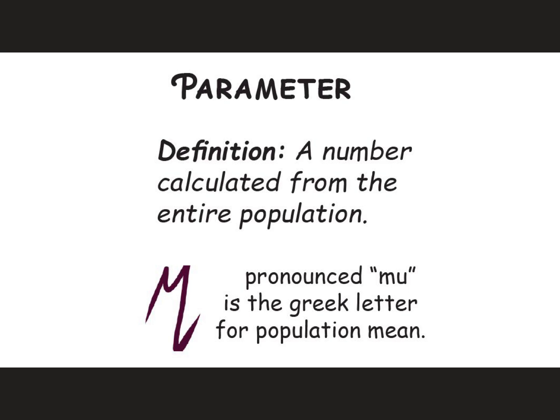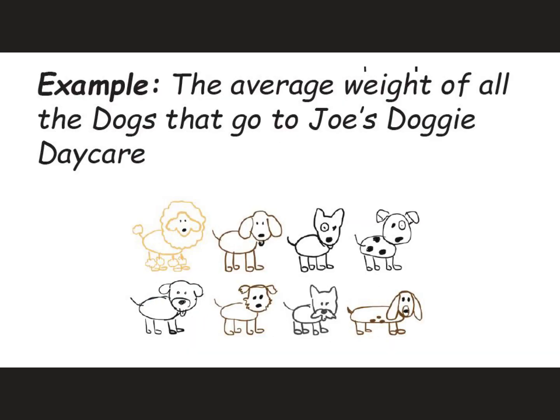We use the Greek letter mu for the population mean. Right? The average weight of all the dogs that go to Joe's doggy daycare. That would be an example of mu. Our population is all dogs that go to Joe's doggy daycare.